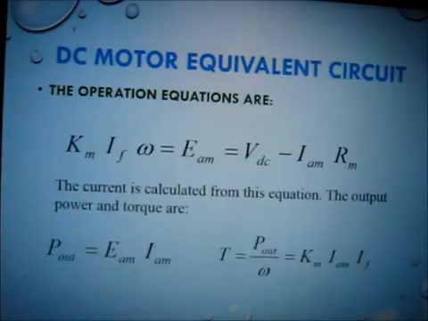Here we have some more formulas regarding this. Km IF omega equals EAM, and that equals VDC minus IM RM. The current is calculated from this equation. The output power is given as, we know power equals V into I, so net power output is VAM into IAM. The torque is given as power by angular frequency, which equals Km Im into IF. There are some very small derivations regarding this, which you can see in the books.